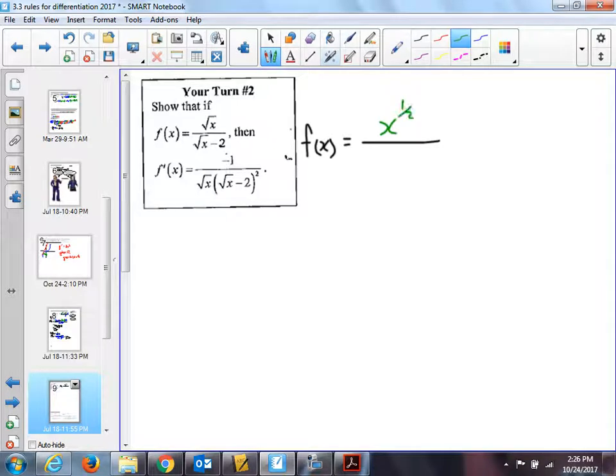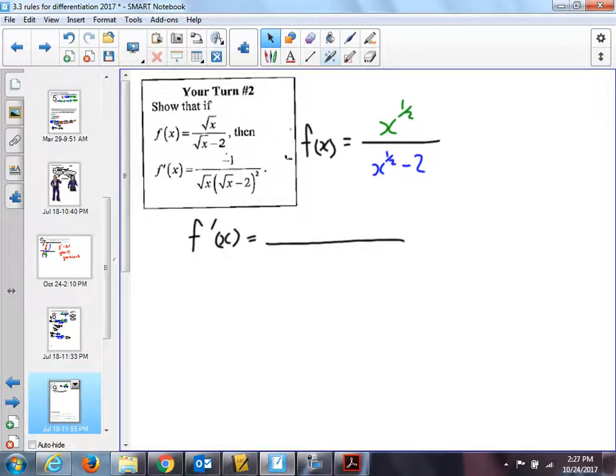x to the 1/2, x to the 1/2, minus 2. Okay, we're good with that? So now I can do calculus. Let's try this out. The derivative of the top is, bring the half down. What is it? So it's 1 over 2 root x.